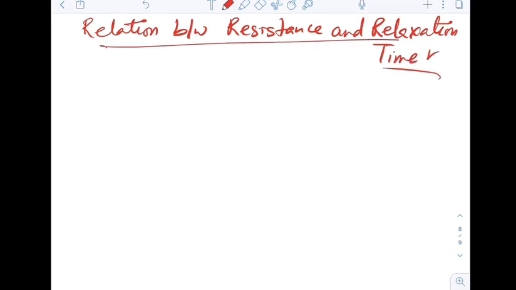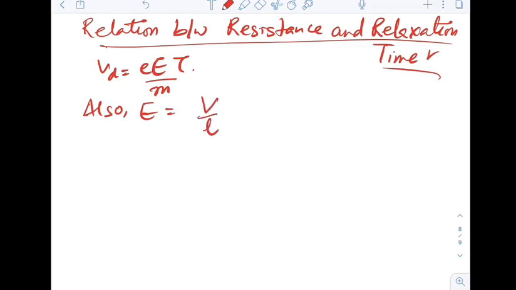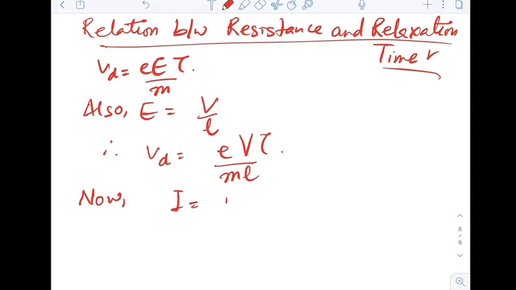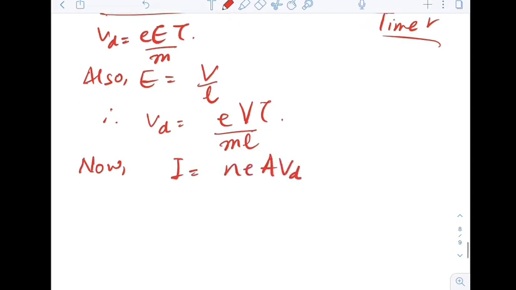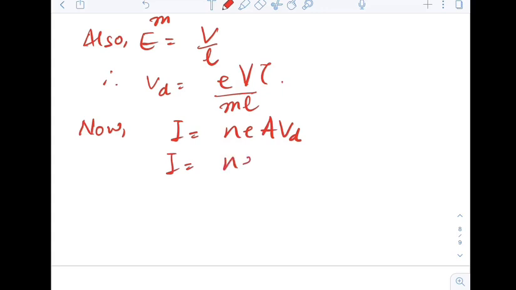Relaxation time basically. So we can start this one from our equation Vd is equal to E tau by m. Also we know that E is equal to V by L from the previous chapter. Potential upon length is electric field intensity. So therefore I can say that Vd becomes E V tau by m L. Now from the previous equation I is equal to N e A Vd. If I put the value of Vd, I becomes N e A into e V tau upon m L.